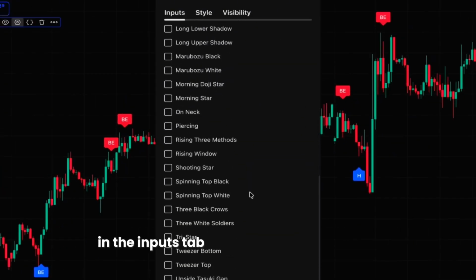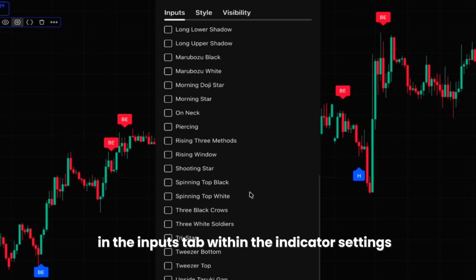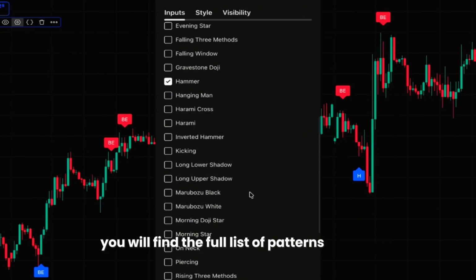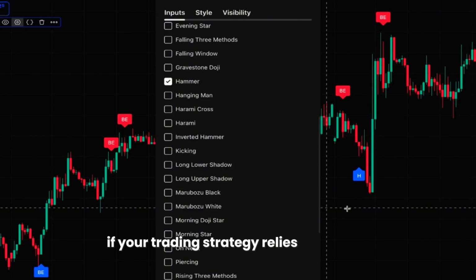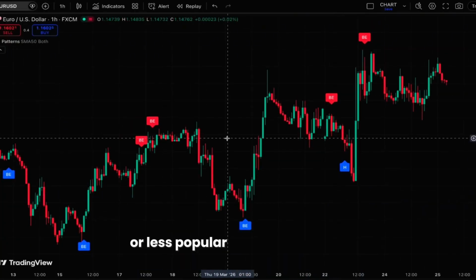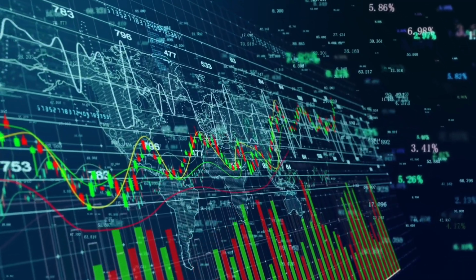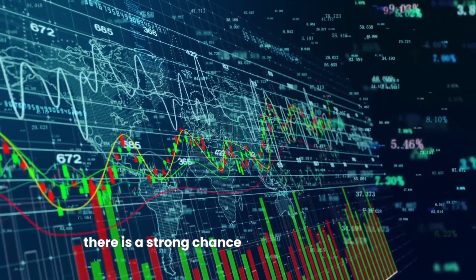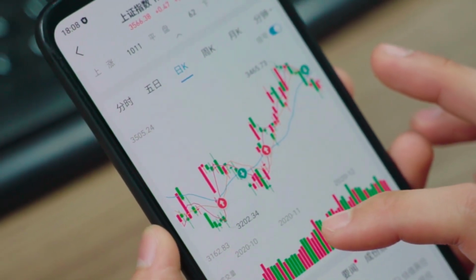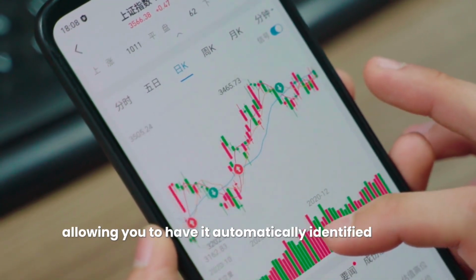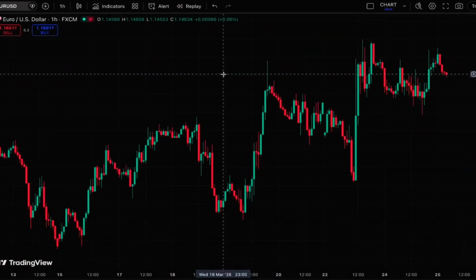In the Inputs tab within the indicator settings, you will find the full list of patterns available. If your trading strategy relies on a specific or less popular candlestick pattern, there is a strong chance you will find it listed here, allowing you to have it automatically identified on your chart.